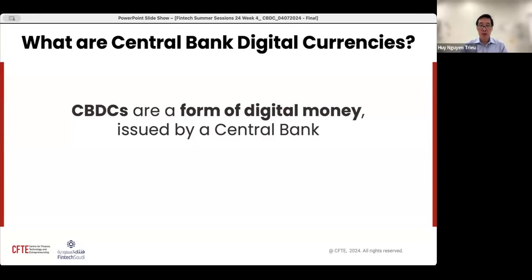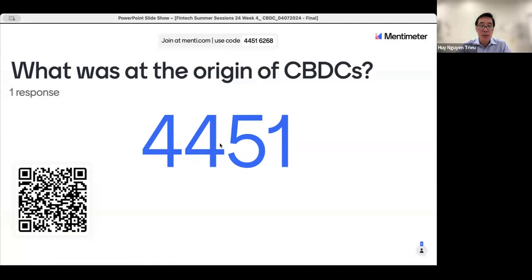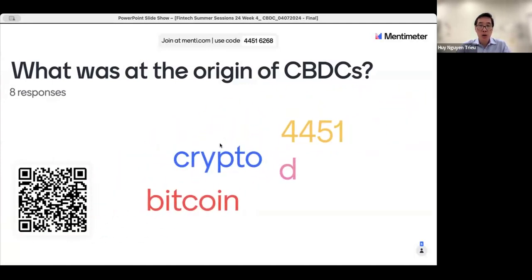So in its simplest definition, we could say that CBDCs are a form of digital money. So here we're really talking about digital, and that would be issued by a central bank. So we have seen all those different definitions. But why are we talking about CBDCs today, and where did it start from? And so let me ask you a question. If you think about it, what was at the origin of CBDCs? We're in 2024, 10 years ago, nobody was really talking about CBDCs or was even thinking of the concept of CBDCs. So in your opinion, what was at the origin of CBDCs?